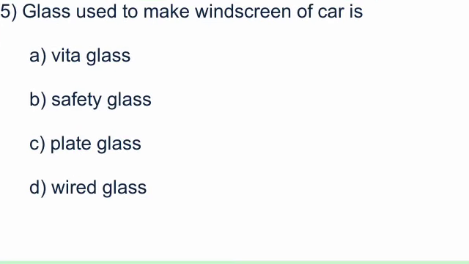Next question. Glass used in making windscreen of a car is option A Vita glass, option B safety glass, option C plate glass, and option D wired glass. And the answer is option B safety glass. Glass used in making windscreen of a car is safety glass.